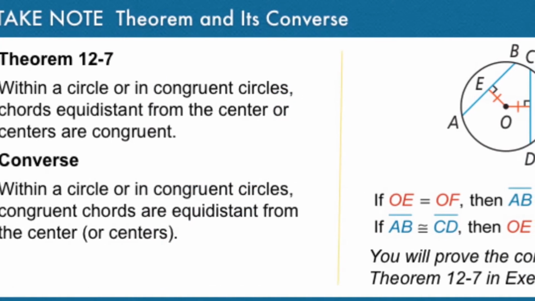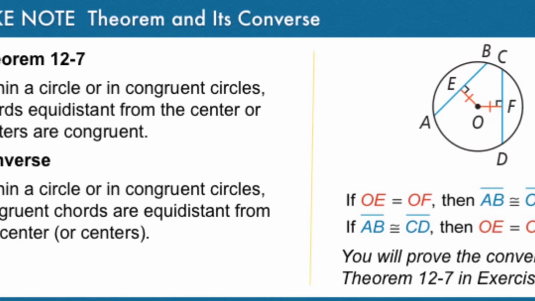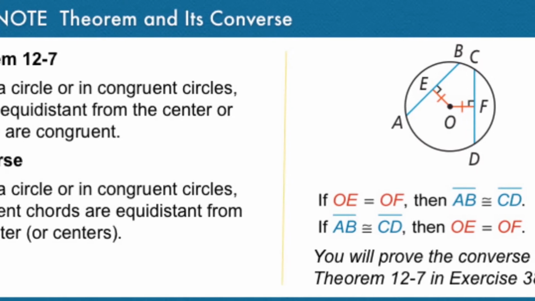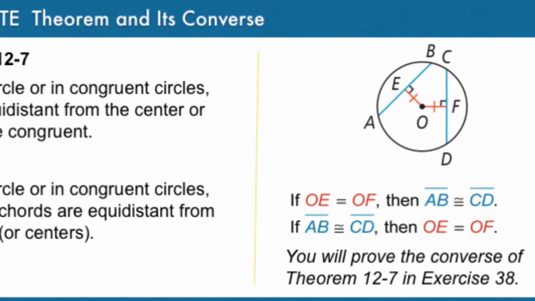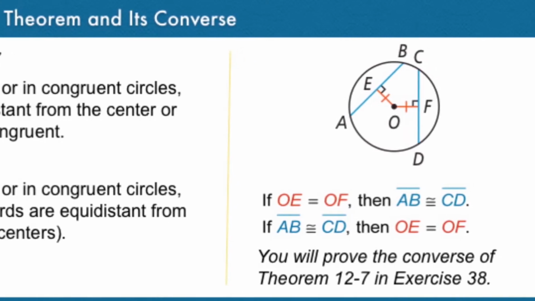Theorem 12-7 states that within a circle or in congruent circles, chords equidistant from the center or centers are congruent. The converse of this theorem states that within a circle or in congruent circles, congruent chords are equidistant from the center or centers.